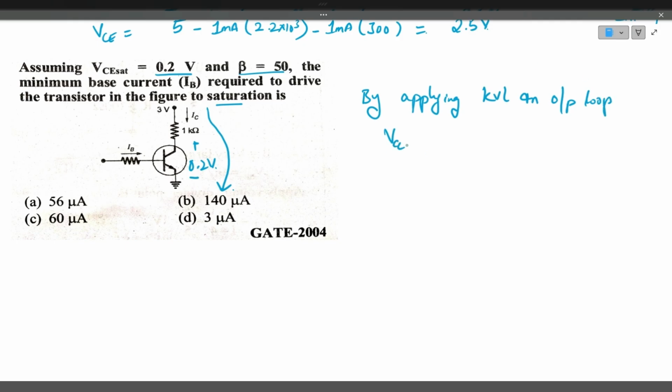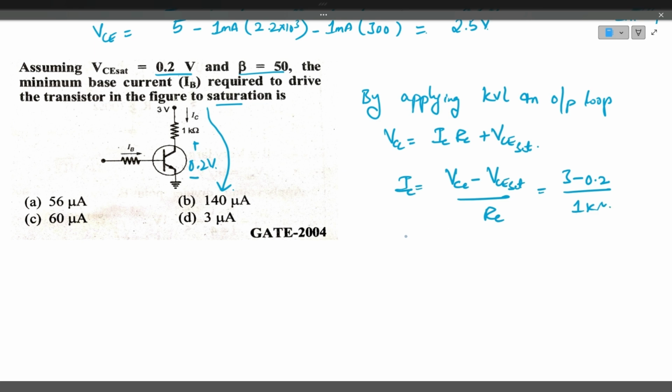We'll get VCC is equal to IC into RC plus VCE saturation. You will get collector current is equal to VCC minus VCE saturation divided by RC. Substitute the values. VCC is 3 volts, VCE saturation is 0.2 volts, RC is 1 kilo ohm. Because we have substituted the VCE saturation value, the resultant collector current is also the saturation collector current, equal to 2.8 milliamps.